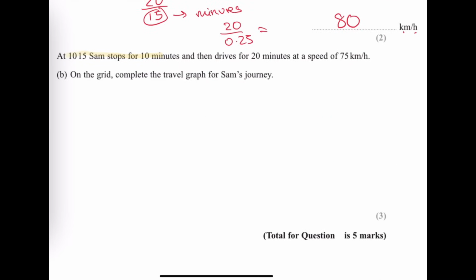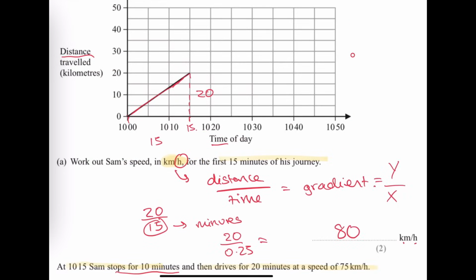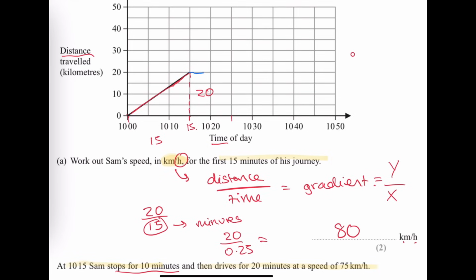At 10:15, Sam stops for 10 minutes and then drives for 20 minutes at the speed of 75 kilometers per hour. On the grid, complete the travel graph for Sam's journey. So we know that he stops for 10 minutes. When he stops, the gradient is equal to 0 because he's moving 0 kilometers in 0 hours. So with 15, 10 minutes plus 15 is 25. So the first thing we are going to do is keep it a straight line, and that just means that he stopped.